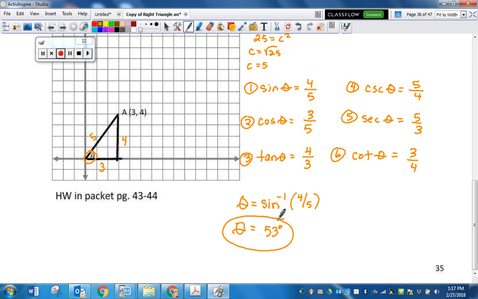But double check. If you do the inverse of cos, so cos inverse of 3/5, you should also get the same theta. Same answer. Or if you did inverse tan of 4/3, you should also get the same theta. It's not going to matter which one you use. Those ratios are the same. Okay, so that's your reciprocal.